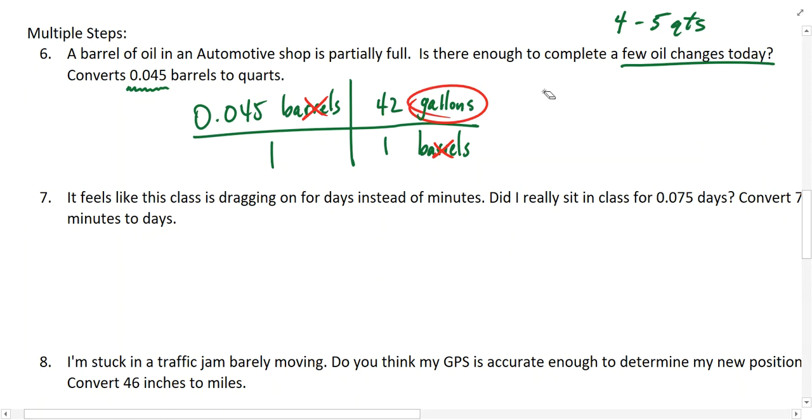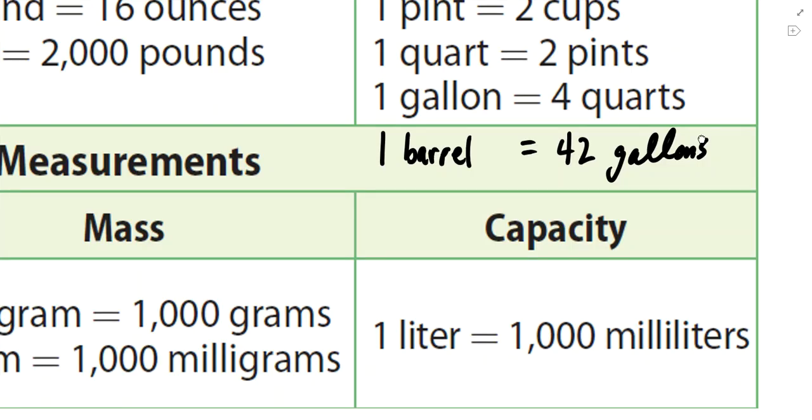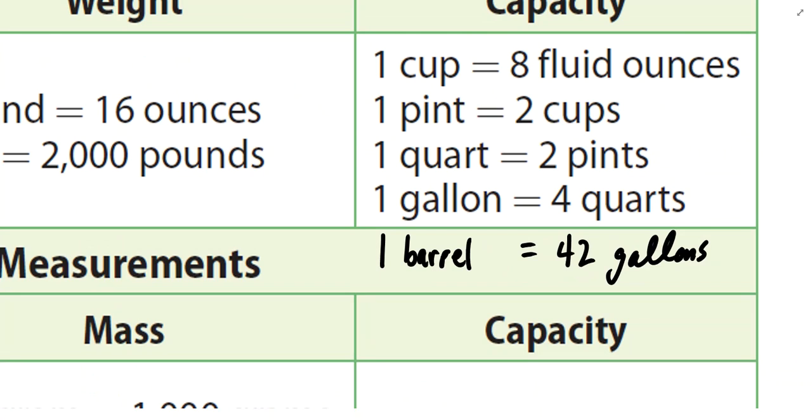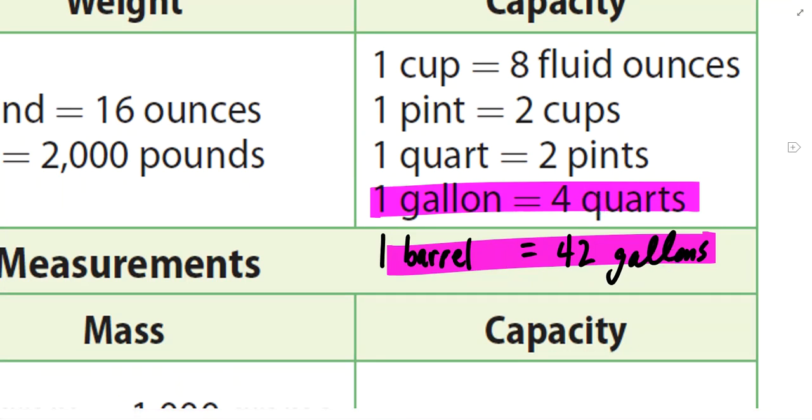Well, here's where the T-chart really gains its popularity in my book. I can just add another T on the end of this, and I can convert from gallons to quarts now. Now, I know this one, but in case you don't, we can look back at our chart here, and here's gallons and quarts. So we've got barrels to gallons. You might want to add this one to your sheet, by the way. And now 4 quarts per gallon.